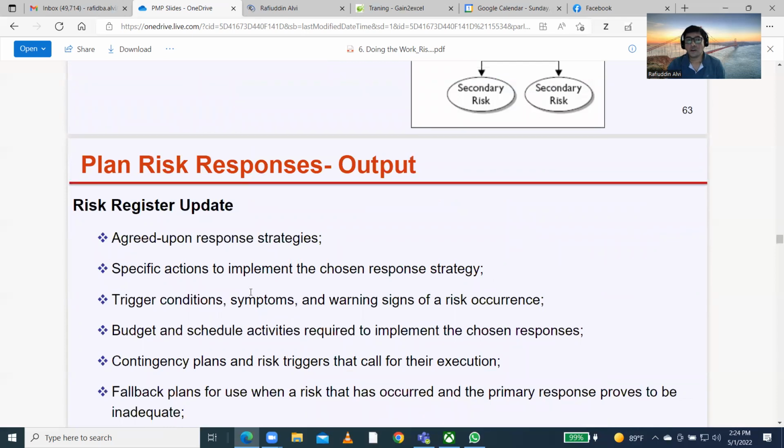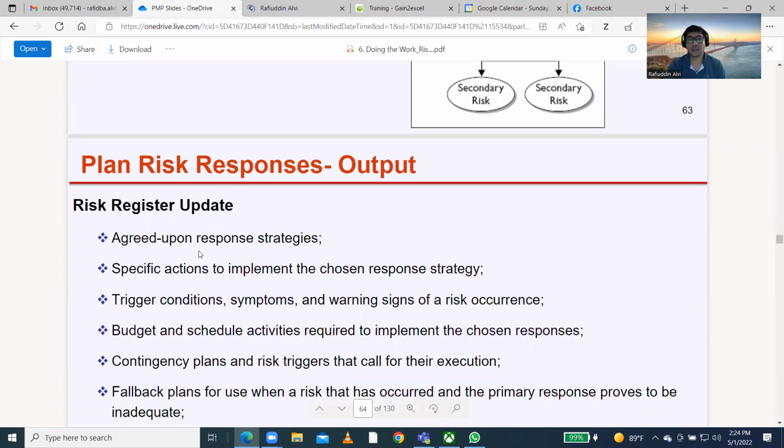So the output of risk response is the risk register update. In the exam they might ask you, what is the output of risk response? The output is risk register update. That means you will update the risk register. So the word is risk register update.